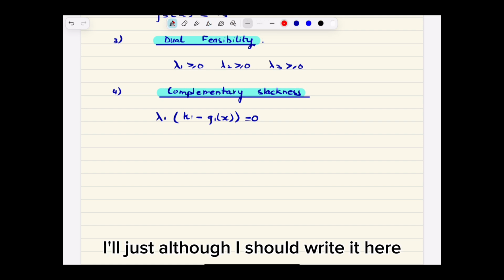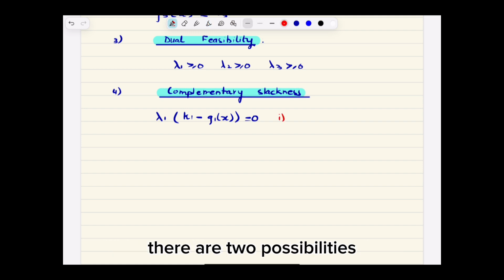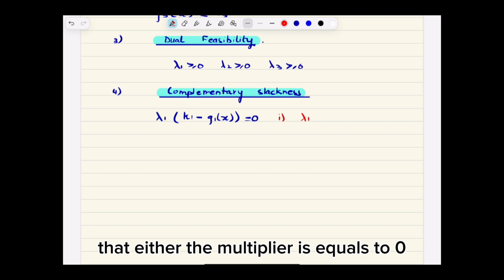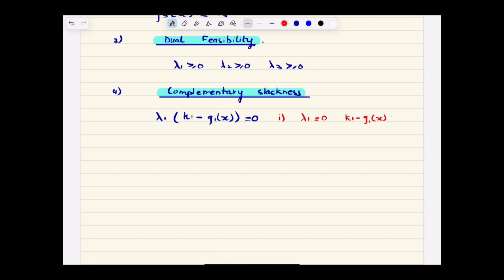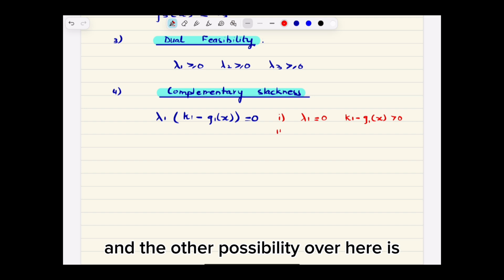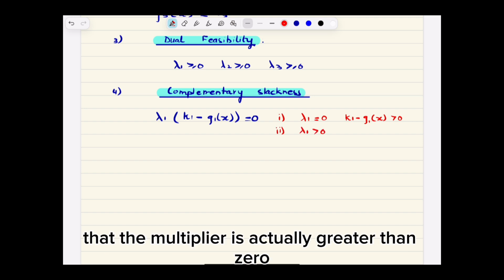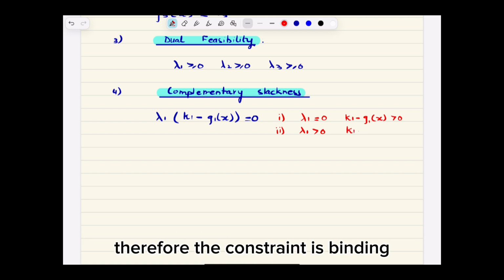Although I should write it here, there are two possibilities: either the multiplier is equal to 0 and therefore the constraint can be non-zero, or the other possibility is that the multiplier is actually greater than 0, therefore the constraint is binding.